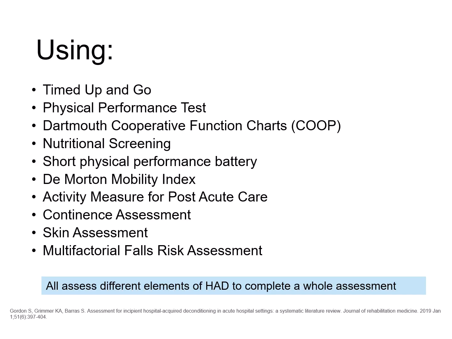These are some of the actual tools that we know about that you can use and are recommended from this literature. Together, they bring a complete picture of the patient's hospital-acquired deconditioning. So you can use your timed up and go, your physical performance test, the Dartmouth cooperative function charts, nutritional screening, short physical performance battery, De Morton mobility index, activity measure for post-acute care, continence assessment and skin assessment.